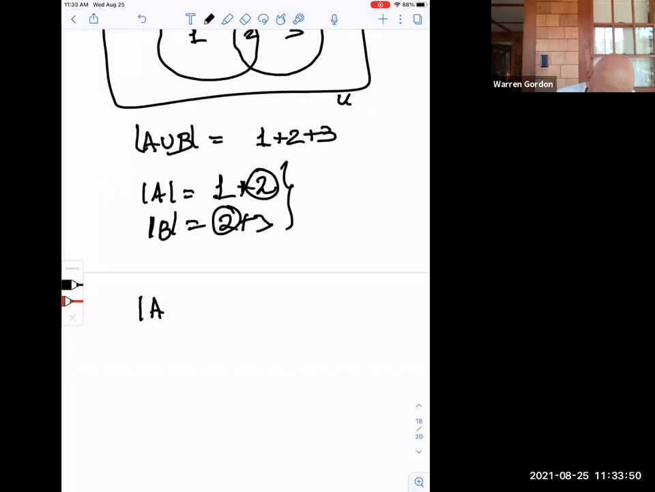The number of elements in the union is equal to the number of elements in A plus the number of elements in B minus the number of elements in the intersection. This is sometimes called the addition formula.